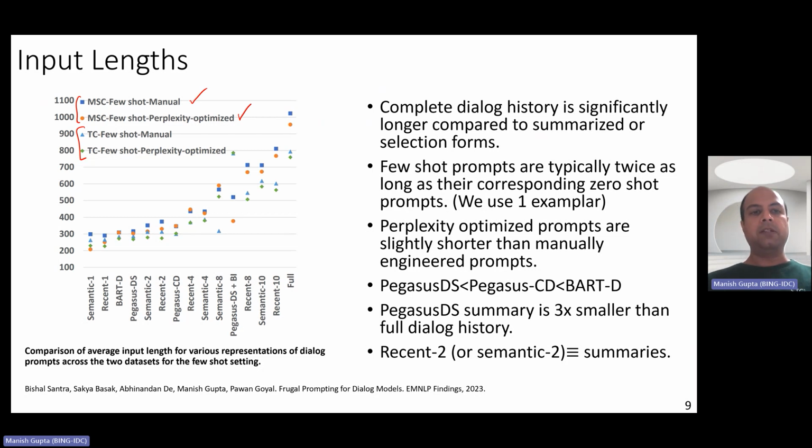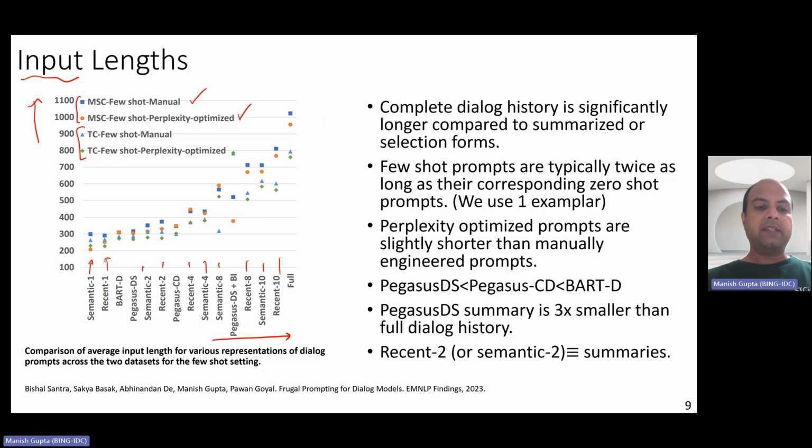So essentially the blue square, the orange circle, the blue triangle, and then the green kite, the green diamond. The Y-axis tells you length in tokens. This is just input length, but the output length trend also looks similar, so input plus output looks similar. On the x-axis, you see different ways of using the dialog context. You could just use semantic 1, recent 1, semantic 2, recent 2, semantic 4, recent 4, semantic 8, recent 8, semantic 10, recent 10. So that's basically semantic K and recent K.